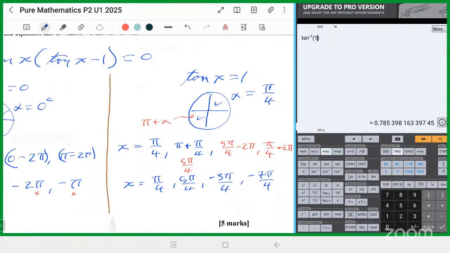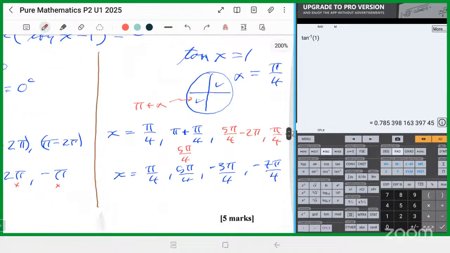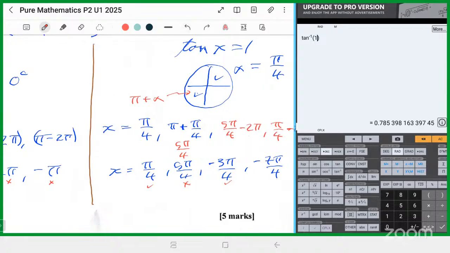We can mark the ones that we can use, right? The ones that are within this range. This one is in there. This one is 1 1/4 pi, so this one is not in there. This one is in there. Negative 3/4 pi, this one is in there. Negative 1 3/4 pi is not. Now we can write a solution.